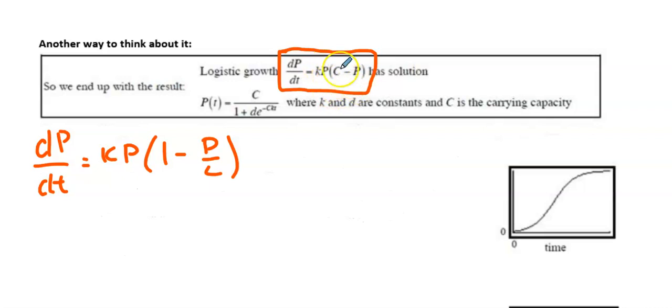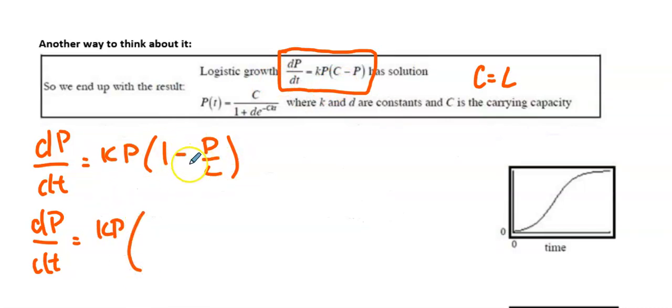What I want you guys to notice about this is that this says C, and C is the carrying capacity. It doesn't matter what letter you use, so C, L, they're the same thing. I'm going to rewrite the one that we already used, because this right here is derived from this. They're the same formula. I'm going to leave the kP alone, and I'm going to create one fraction. So I'm going to multiply 1 times L, which is L, minus P, all over L.